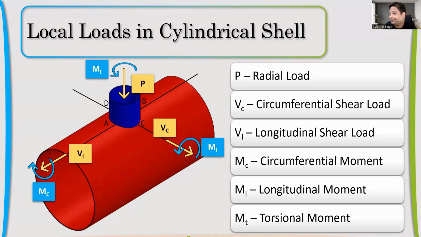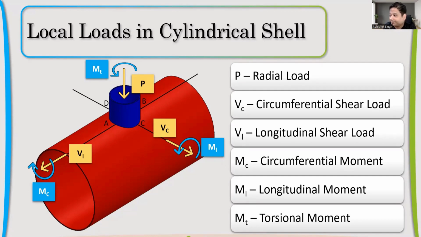Yeah, Muhammad, it's easy if you just say load, but now we are going a little deeper. That is the reason we have mentioned that. So again, I'm repeating one question. Please, all of you listen. Among these nomenclature, P, VC, VL, MC, ML, MT, which one will create membrane forces and bending stresses? One is axial, P.